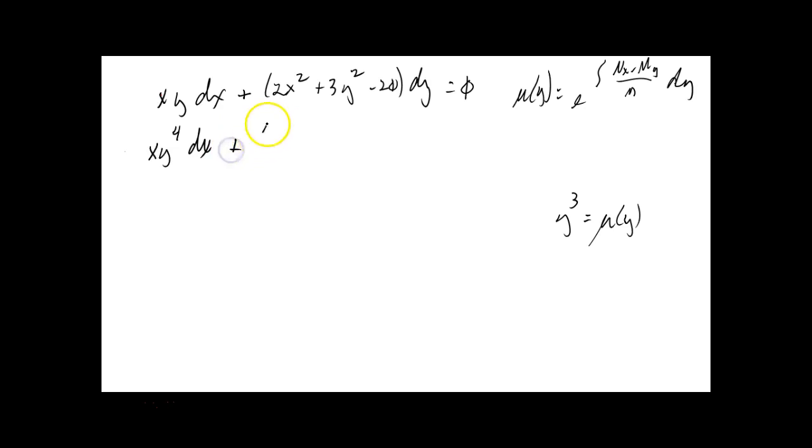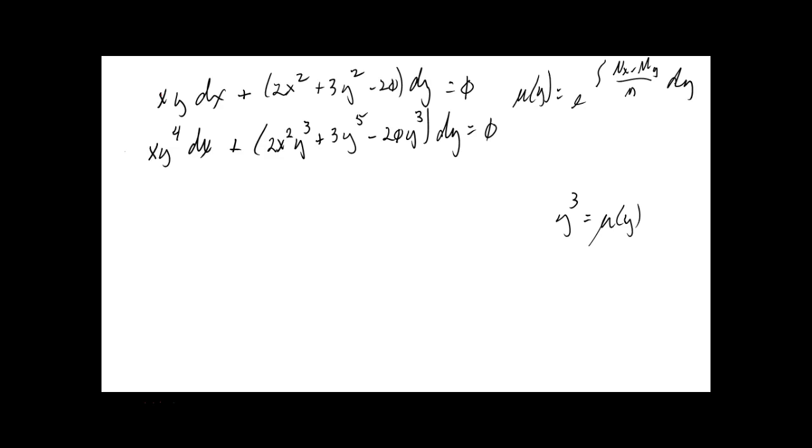Plus, multiply y cubed by everything, what do you get? 2x squared y cubed. Good. Plus 3y to the fifth. Good. Minus 20y cubed, parentheses, dy equals 0. Because y cubed times 0 is still 0.